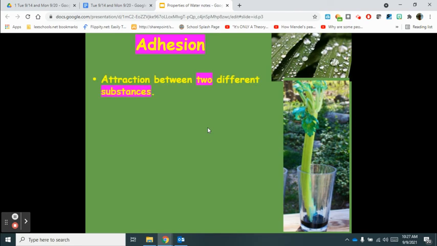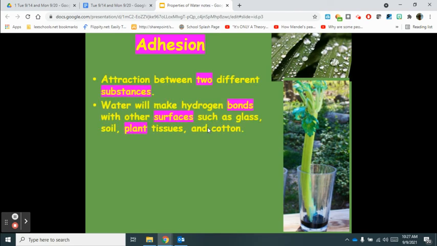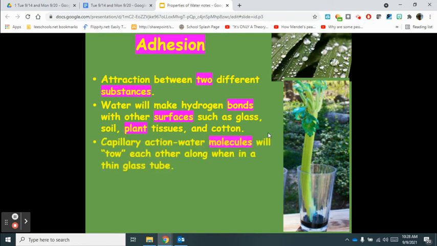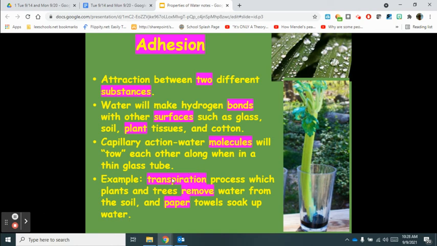Adhesion is the attraction between 2 different substances. Water will make hydrogen bonds with other surfaces such as glass, soil, plant tissue, and cotton. Capillary action: the water molecules will tow each other along when in a thin glass tube. Examples: transpiration, a process when plants and trees remove water from the soil, and paper towels soaking up water.